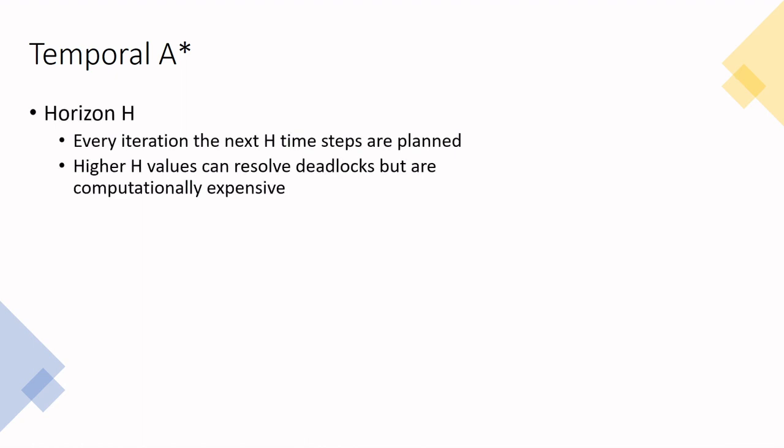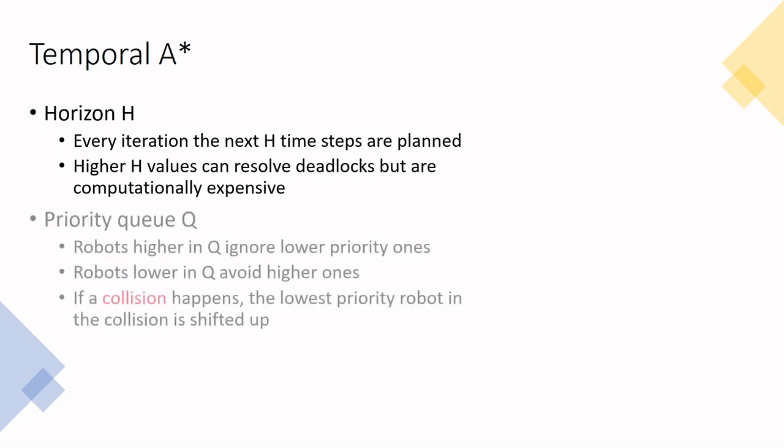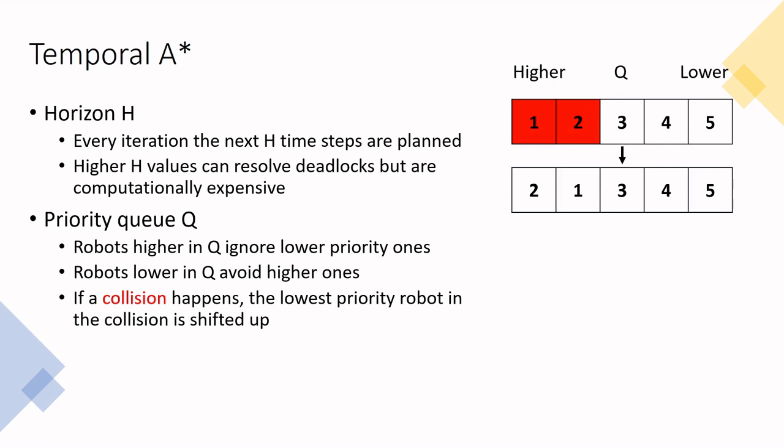In order to reduce planning times, we decouple the problem by using a temporal implementation of A*. It relies on a horizon H and priority Q to keep the planning of the robots separate. Every iteration, the next H time steps are planned. Higher priority robots ignore lower priority ones as they move, while the latter try to get out of the way. If a collision takes place during planning, the priority queue is modified by shifting the ID of the lower priority robot up and replanning takes place.